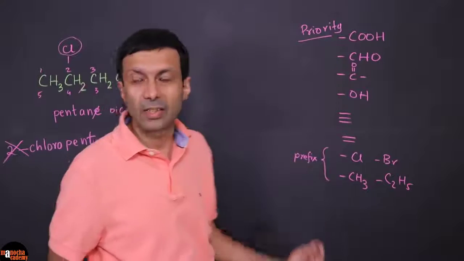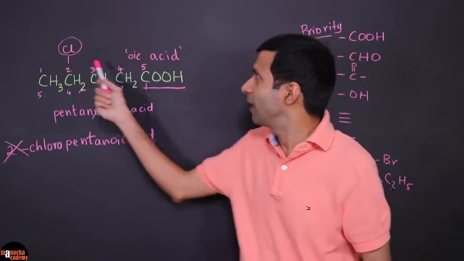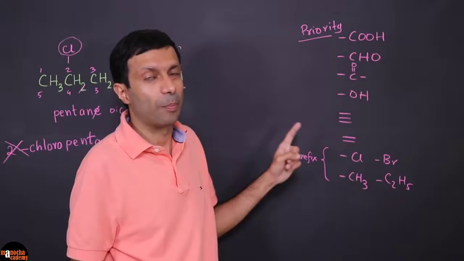So let's apply this for our compound here. So we have acid and a halogen. So according to our priority list, acid gets the top priority.